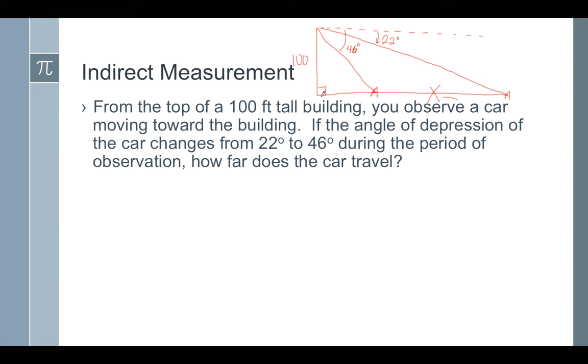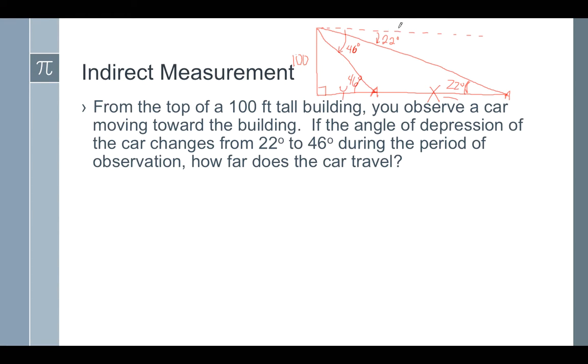So I need to call this something. I just can't call it x. I'm going to call it y because it's not the same distance as x. And you'll notice that these two angles are actually outside of my triangle. So I'm going to use a little bit of geometry to help myself out. Because this horizontal dashed line is parallel to the ground, this angle 22 is also this angle 22. And I also know the same thing for this. If this is 46, this is 46.